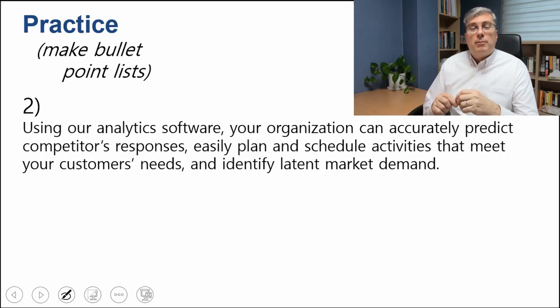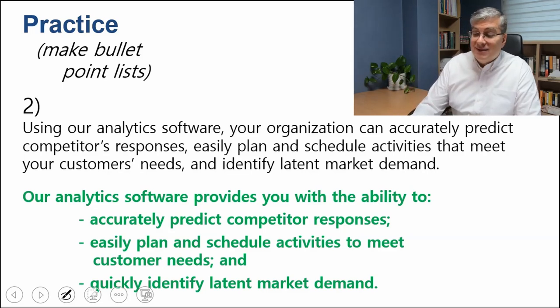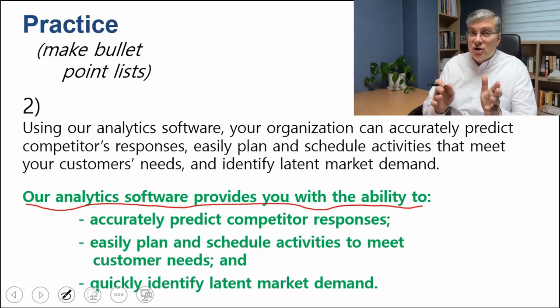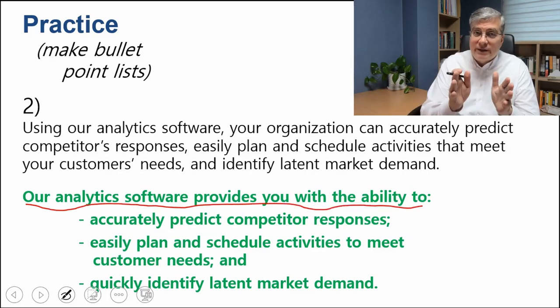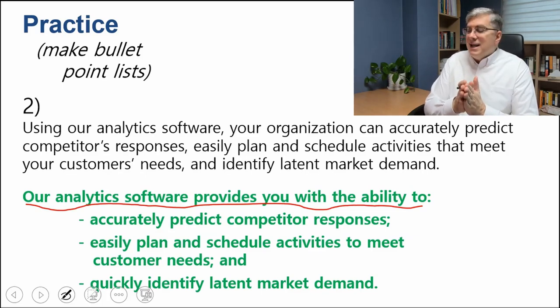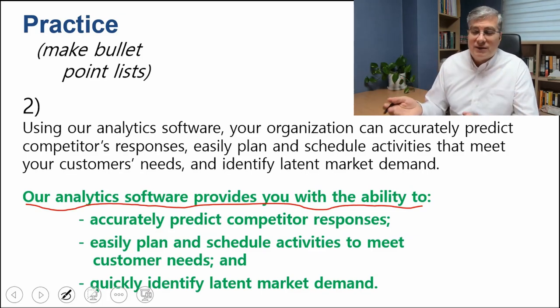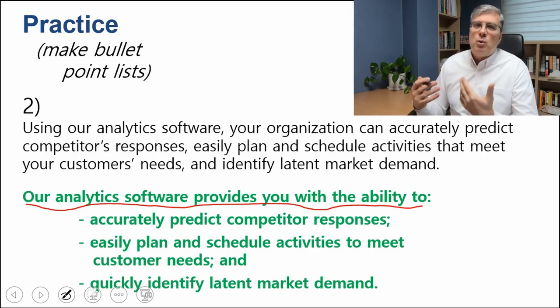So how can we make a bullet list out of this information? Well, we can start with: our analytics software provides you with the ability to, and then a colon. Now notice that this is not a complete sentence. Traditionally, if people are very strict about their grammar and using punctuation correctly, it should be a complete sentence. But many people don't do this, and so you might see this. And it's okay. Technically, it's incorrect, but not a lot of people will care.